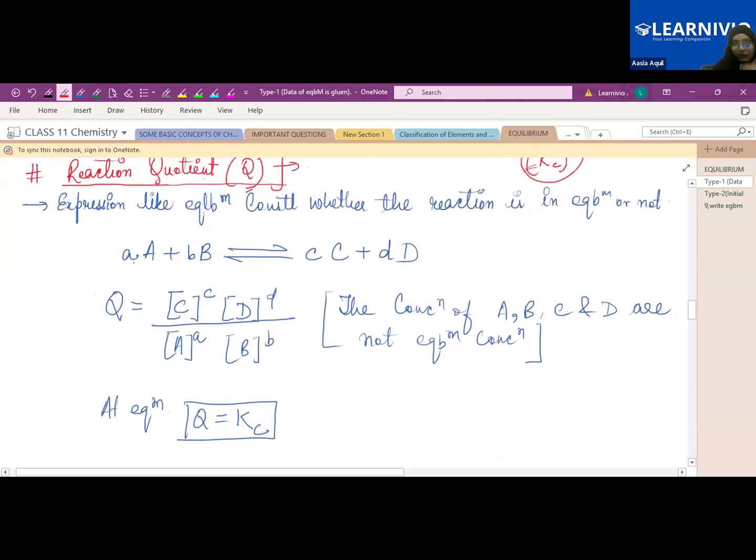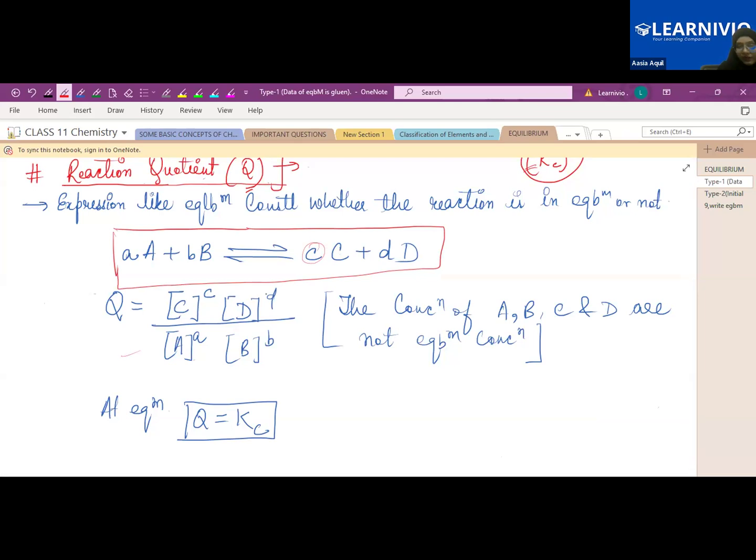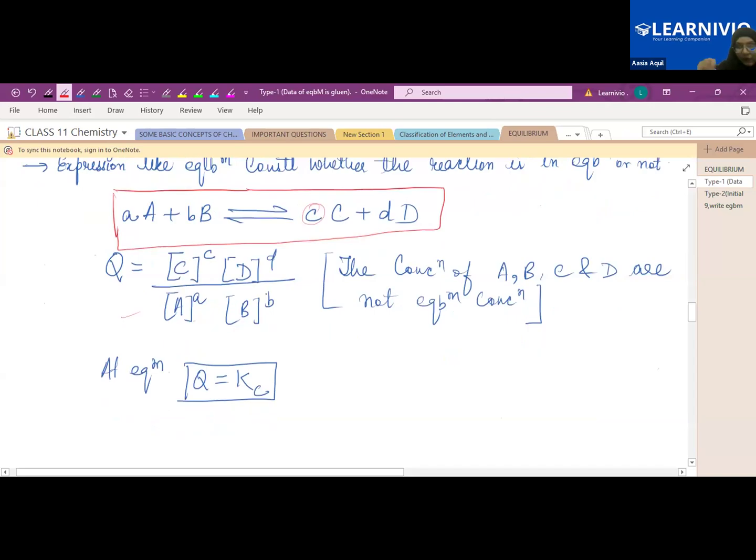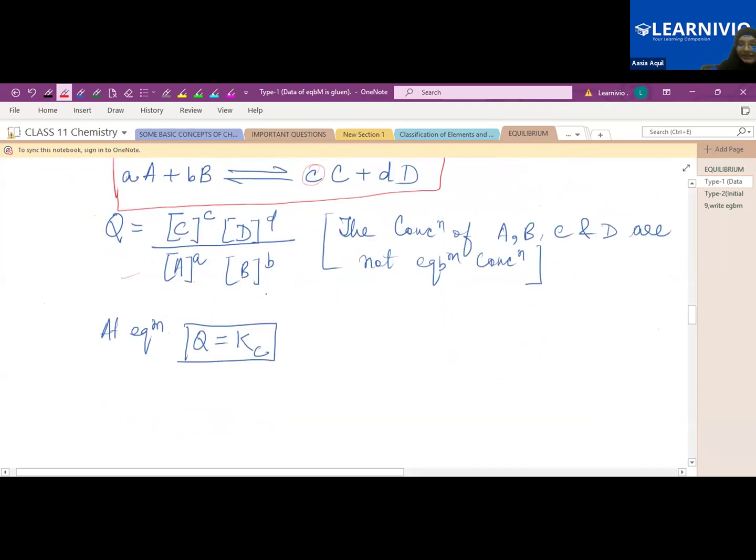Now see this. Suppose aA + bB ⇌ cC + dD, this is the general equation. So how can we write down the reaction quotient? Q will be equal to the concentration of C raised to the power c, which is the stoichiometric coefficient, and so on like this. And here the concentrations of A, B, C, and D are not equilibrium concentrations. But when the reaction is at equilibrium, Q will be equal to Kc. The reaction quotient is always equal to Kc at equilibrium.